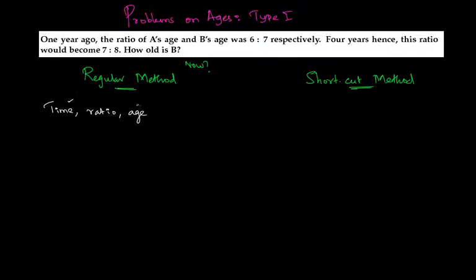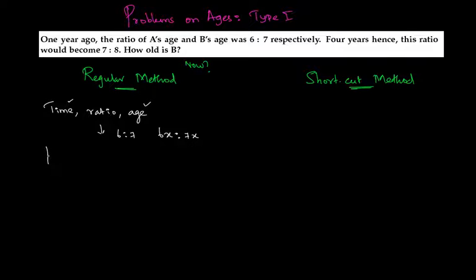Time is simple, age is also simple, and when we deal with ratio, we have to be mindful of the fact that the ratio, that is 6:7, is not the real age. Something is hidden, that is the real thing is 6x is to 7x. Okay, we have to be very mindful of this fact.